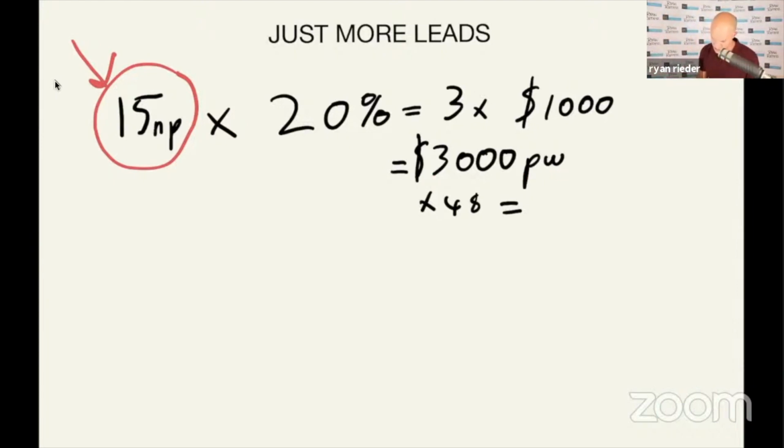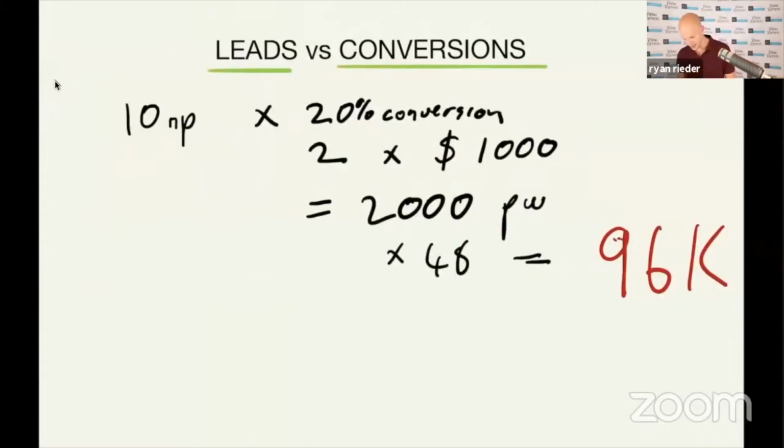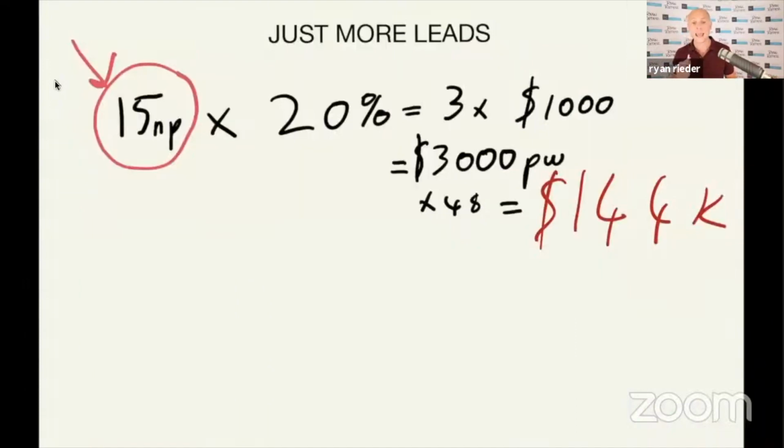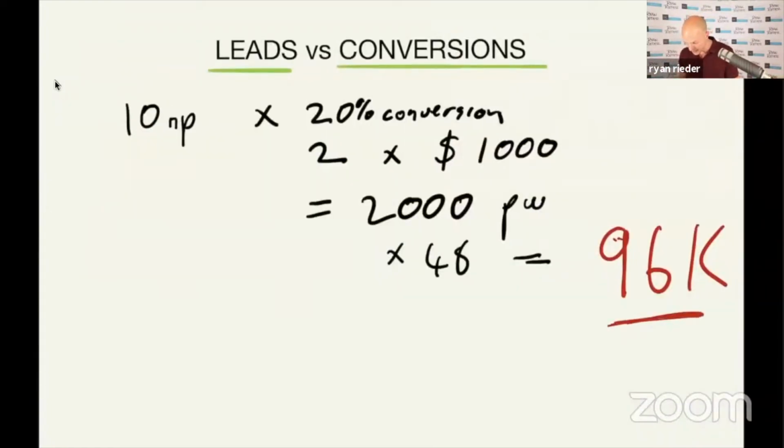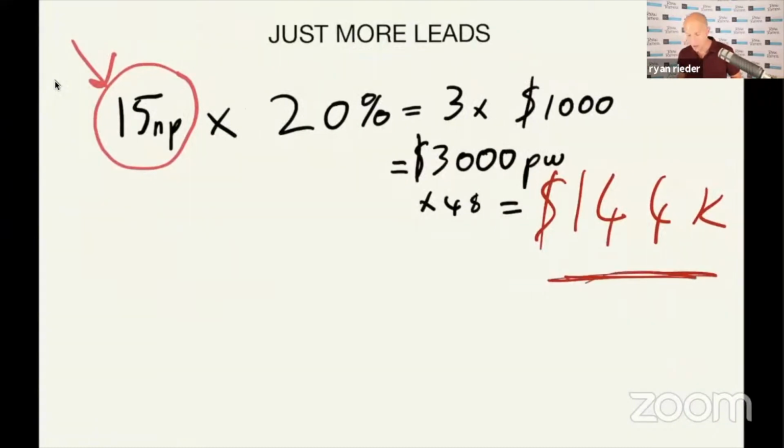The math of that puts annual turnover at $144,000. Okay, now let's go through this again. 96. Okay, so if we went from 10 to 15, that's about a 50% increase in new patients. Same conversion though, 20% conversion. You've gone from 96 to 144. How many of you would be okay with earning an extra $50,000 a year?